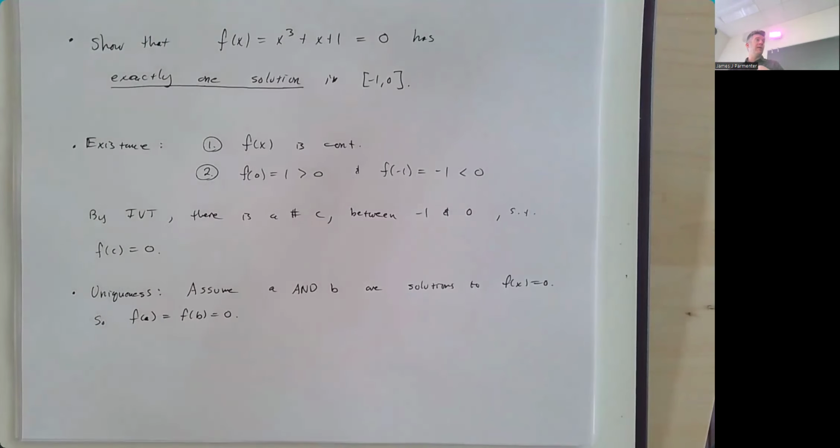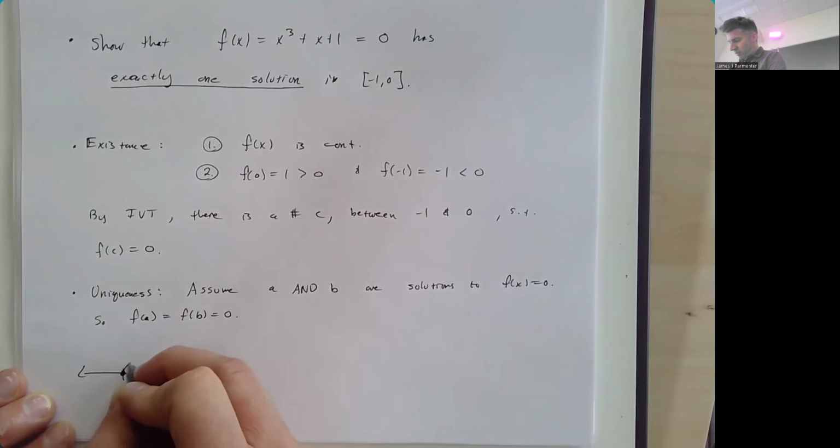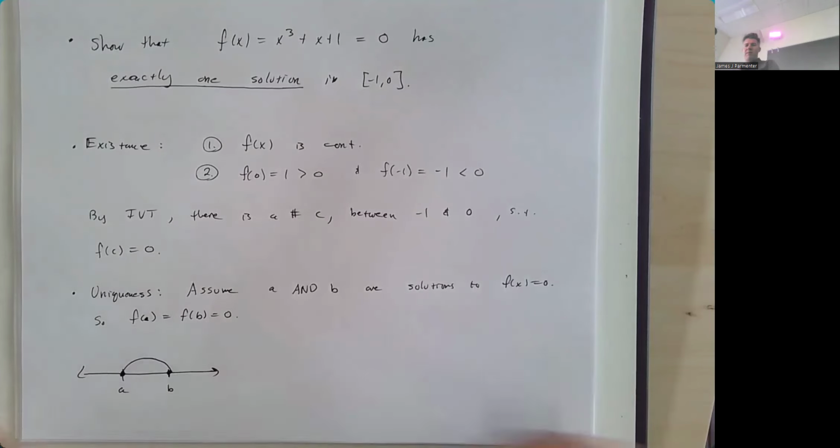I've got that f of A equals 0 and f of B equals 0, and I've got some function doing something between them. Maybe it looks like that, maybe it looks different. But here's what we can say.